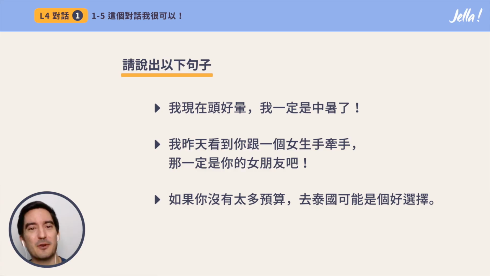Okay, but for our homework, we're going to combine some of the ideas from this conversation about the different plans, and then also mix in some of the might, could, must have stuff, okay? Now, our first sentence is, 我现在头好晕，我一定是中暑了. Oh my gosh. Hopefully you haven't felt this way this summer yet. It's so hot outside. So I would say, oh, I'm feeling dizzy. I must have heat stroke.